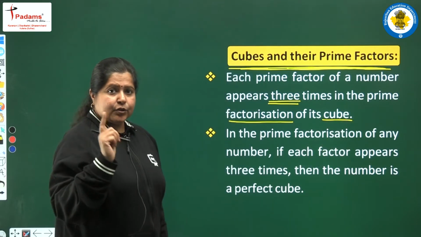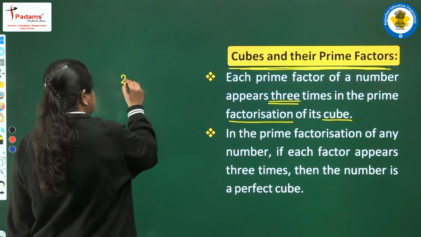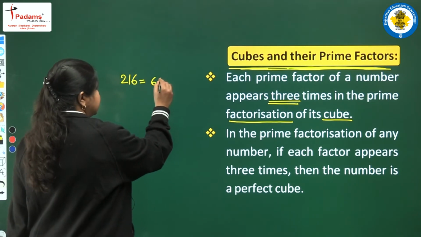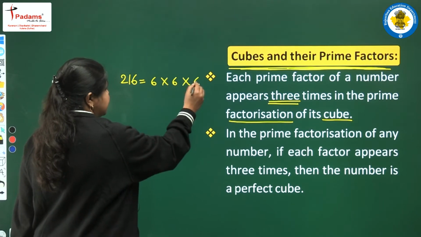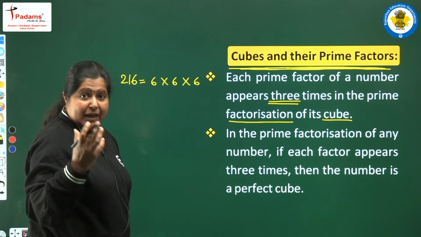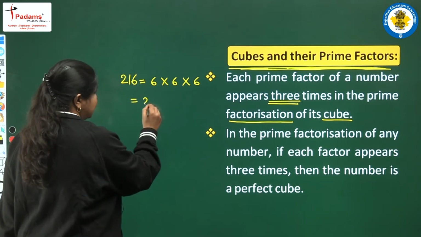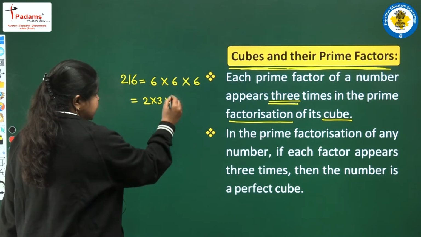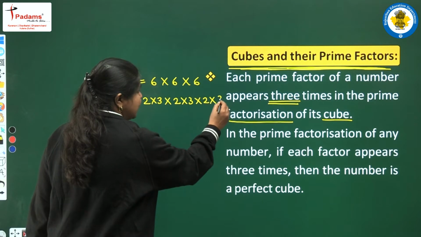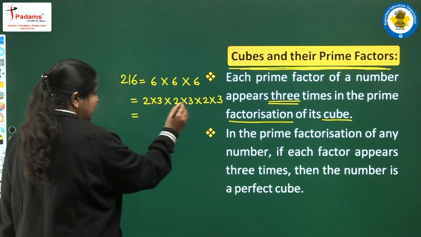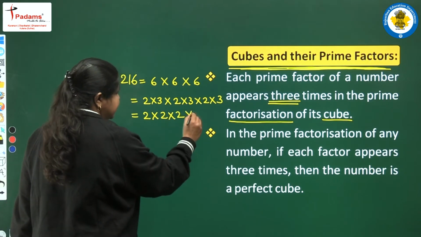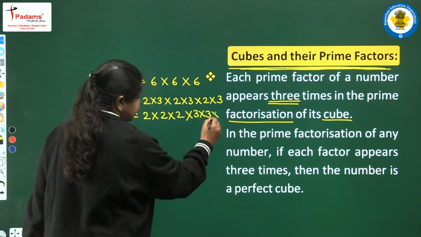Let us take one cube number, 216. We know that it is equal to 6 into 6 into 6. Let us break this 6 into its prime factors. 6 we can write as 2 into 3. This 6 also we can write as 2 into 3, and this 6 also as 2 into 3. Now write all the 2's together. It is coming 3 times and 3 is also there 3 times.